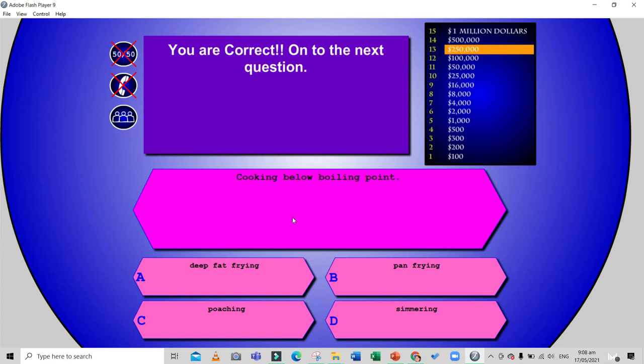For number 13, cooking below boiling point. Is it A. Deep fat frying, B. Pan frying, C. Poaching, or D. Simmering? Okay, let us choose letter D.